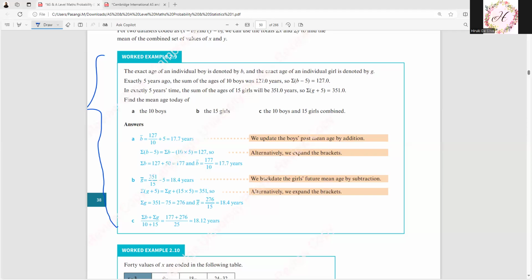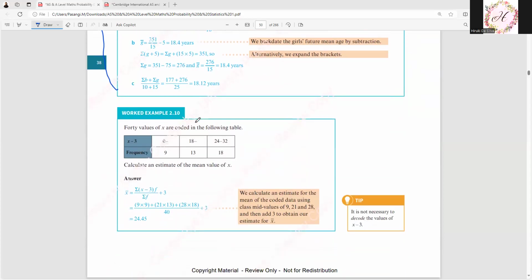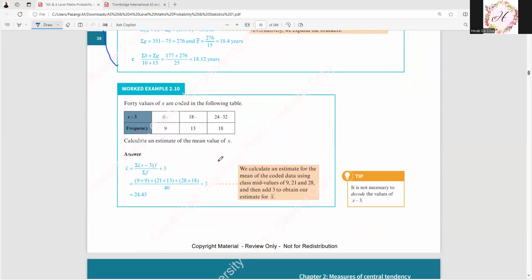Okay, teacher. Okay, that is done. Is it clear for you how we are going to calculate these ones? Yeah, okay. 2.10. I didn't write it. Okay.